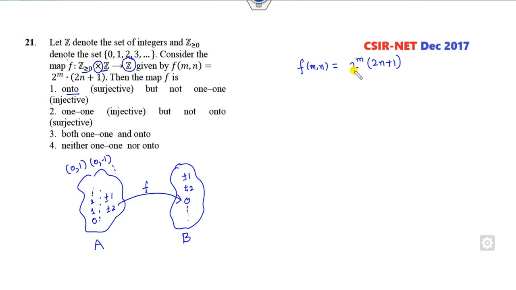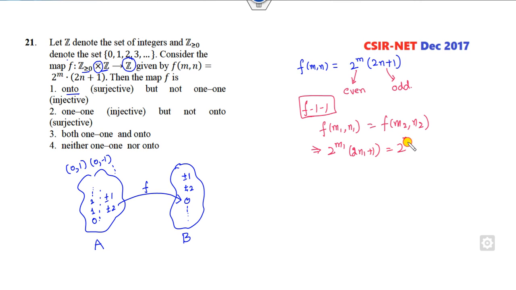Clearly, 2 raised to power m is always even, and 2n plus 1 is odd, for all pairs of m and n. How do you prove that it is one-one? If I take two elements, then 2 raised to power m1 times (2n1 plus 1) equals 2 raised to power m2 times (2n2 plus 1). There is no need to solve it further. It clearly says that one factor is always even and the other is always odd. So this holds only when even must be even and odd must be odd.